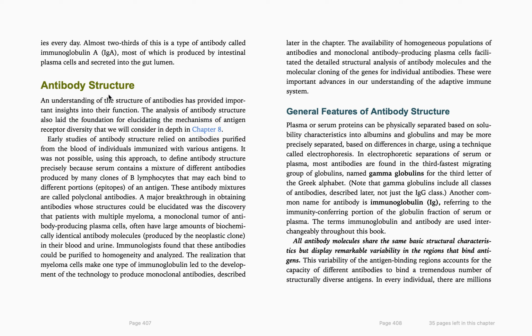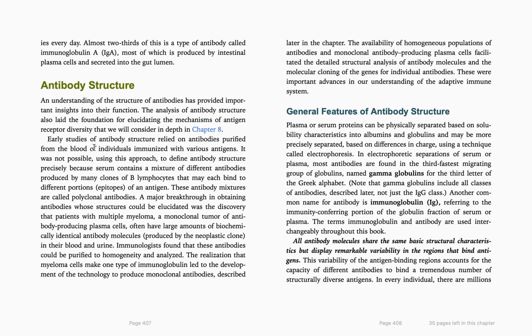The antibody structure. An understanding of the structure of antibody has provided important insight into their function. The analysis of antibody structure also laid the foundation of elucidating the mechanism of antigen receptor diversity that we will consider in depth in chapter 8.